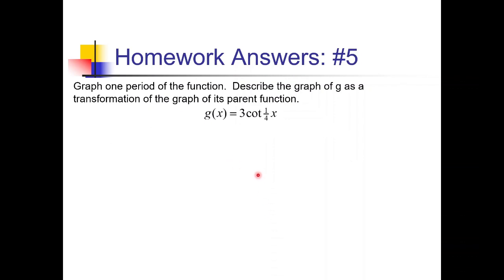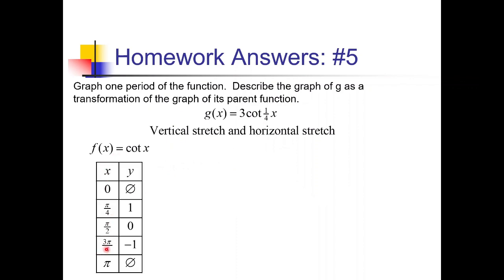On this problem, we're trying to graph 3 cotan 1/4 of x. For the transformations, we have a 3 out here giving us a vertical stretch since that's bigger than 1. And this 1/4 inside, since that's smaller than 1, this gives us a horizontal stretch as well. So stretching in both directions. For the parent table, here's our cotan table from 0 to pi.